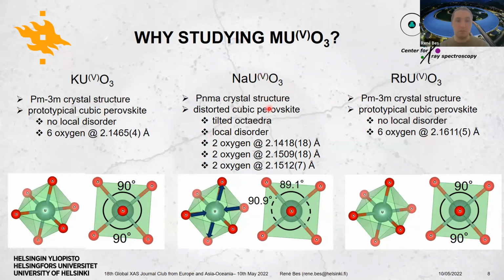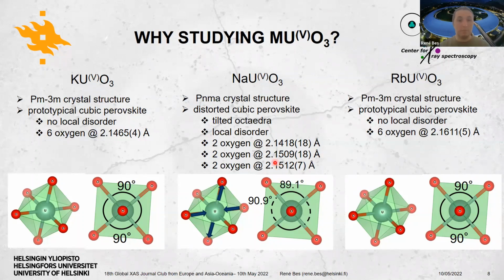The case of sodium uranate is a little bit more tricky because, as you saw on the previous slide, the octahedra are tilted in the structure, and there is also local disorder in the octahedra with 2 bonds getting closer while 2 others get larger distances. So you have a spread of oxygen 2 by 2 around the octahedra, and even the angles are changing, with some distortion in the angle by almost 1 degree.